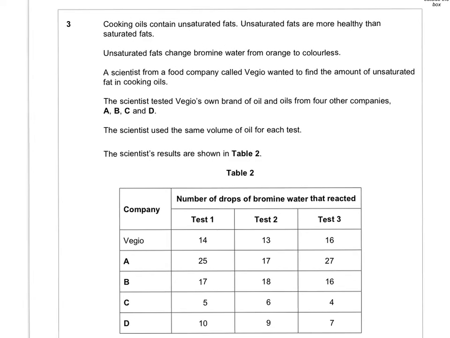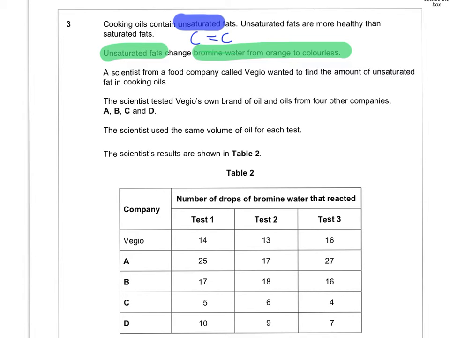And we come to this question about cooking oils. So cooking oils contain unsaturated fats, and just to remind ourselves, unsaturated fats are those ones that contain carbon double bonds. Unsaturated fats are more healthy than saturated fats, and now this is important, they're actually giving us some information that they've often asked before. So unsaturated fats change bromine water from orange to colourless.